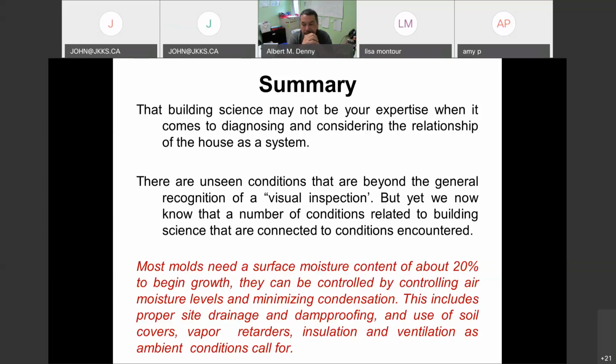This includes proper site drainage and damp proofing, because we didn't really talk too much about that outside of the outer skin of the house. It also includes the use of soil covers, vapor retarders, insulation, and ventilation as ambient conditions call for.